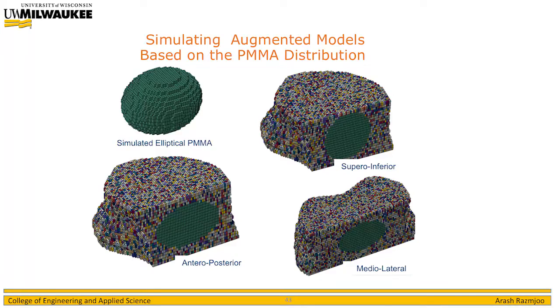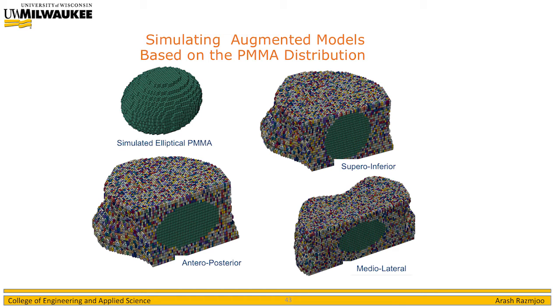To simulate the distribution of the bone cement inside the vertebra, we simulated the PMMA with an elliptical shape, and by positioning the major axis of the ellipse in different directions, we simulated different distributions of the PMMA. For example, here the cross section of the model shows the bone cement injected inside. You can see the major axis of the ellipse is located in the superior inferior direction. And here, the major axis of the ellipse is located in the anterior posterior direction. And here it's placed in the medial lateral direction.